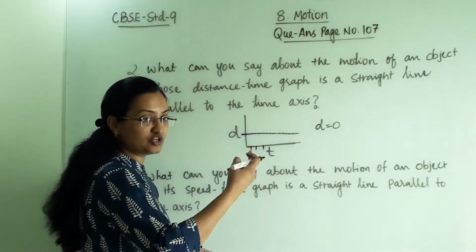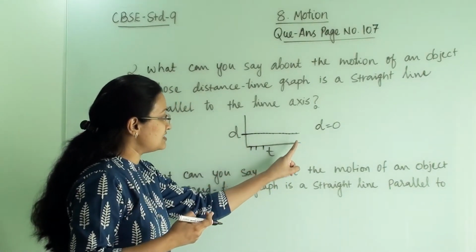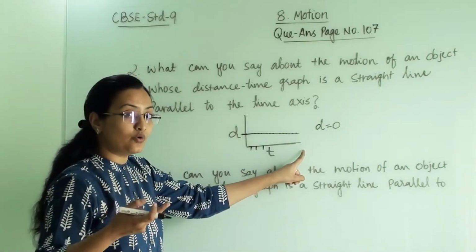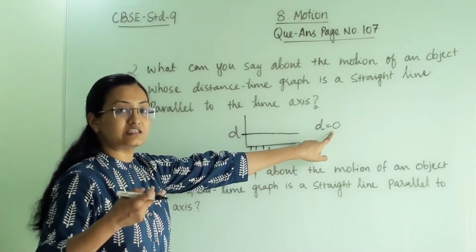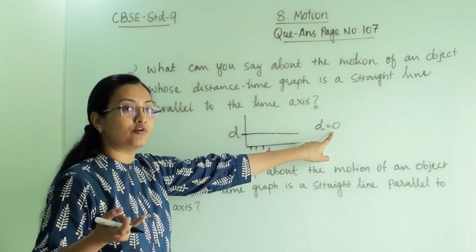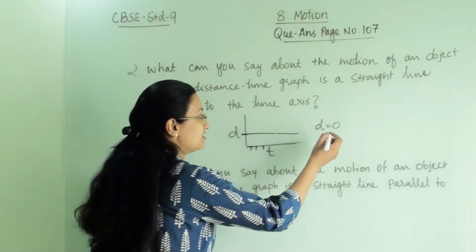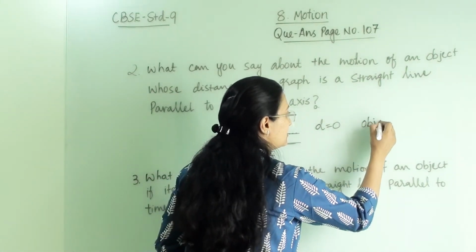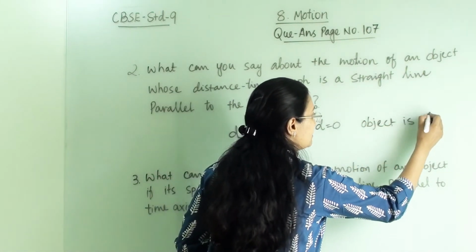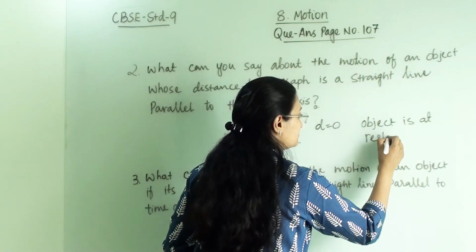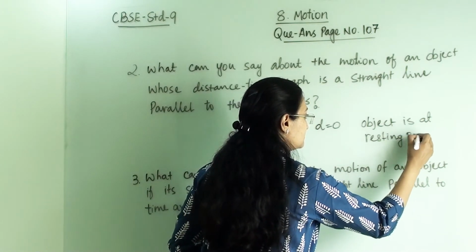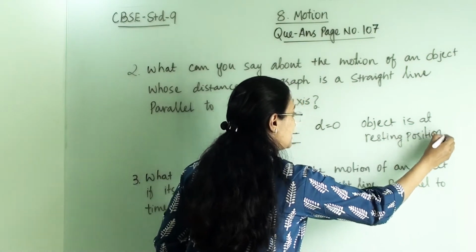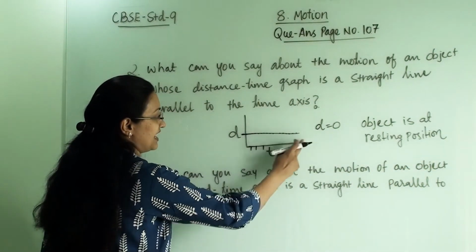Time keeps on changing, 1 second, 2 second, until here time is going on, but the body is not moving from its position. So that's why the object is at a resting position. So that's why it is parallel to the time axis.